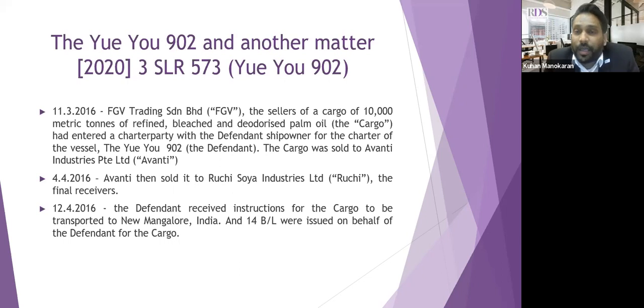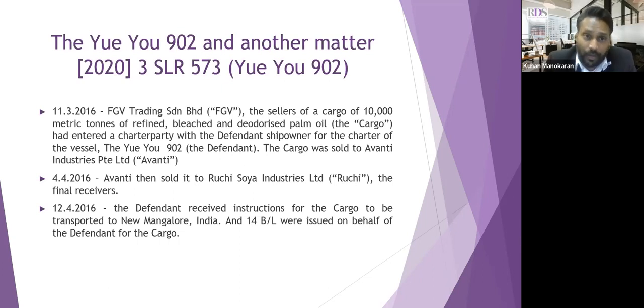On the 11th of March 2016, FGV, the seller of cargo of 10,000 metric tons of refined, bleached, and deodorized palm oil, which we'll call the cargo, had entered a charter party with the defendant ship owner for the charter of the vessel, the UU 902. Now, the cargo was then sold to Avanti, who then sold it on to Ruchi, who was the final receiver, following contract signed between both parties on the 4th of April 2016.